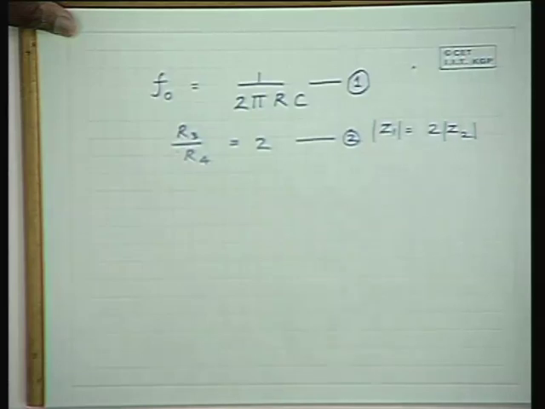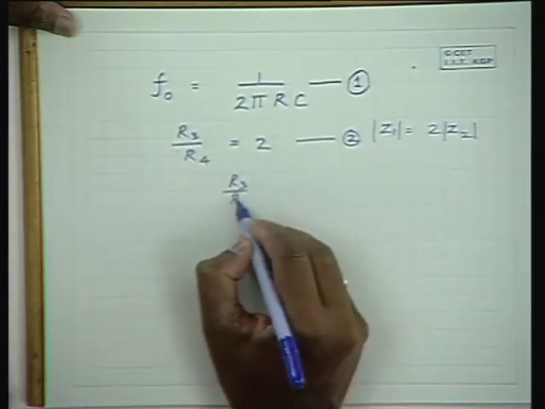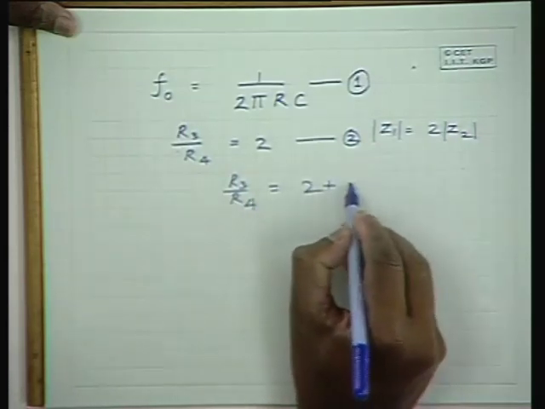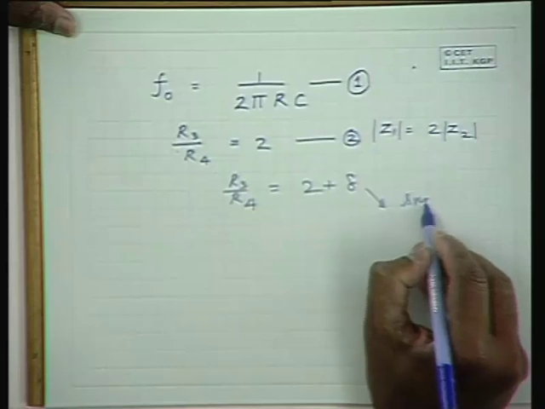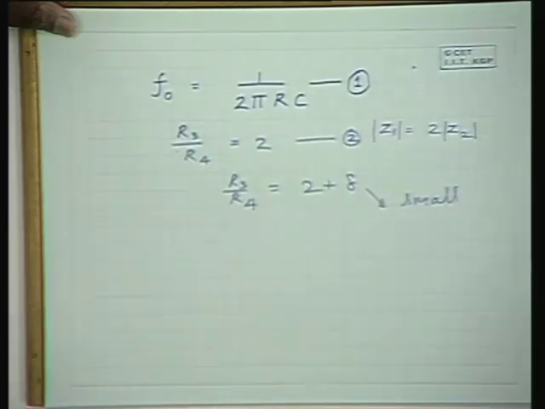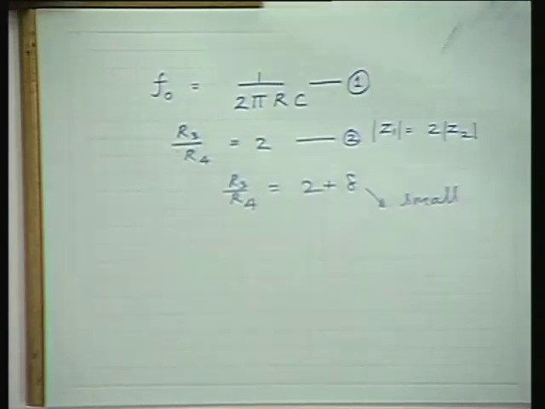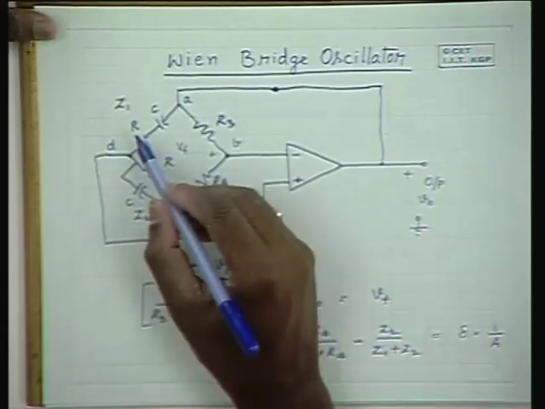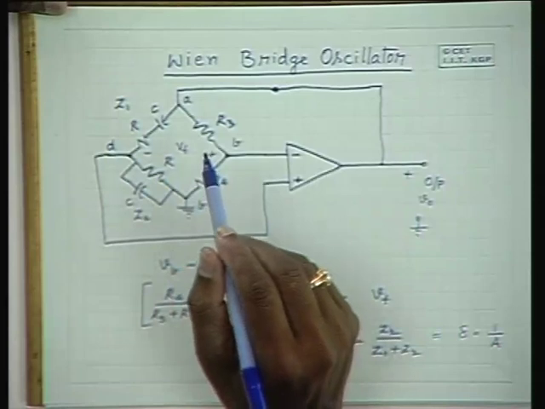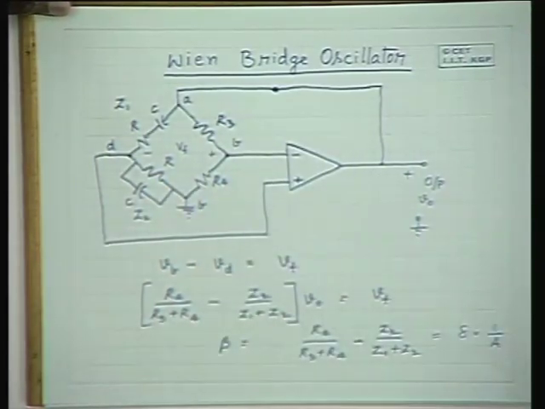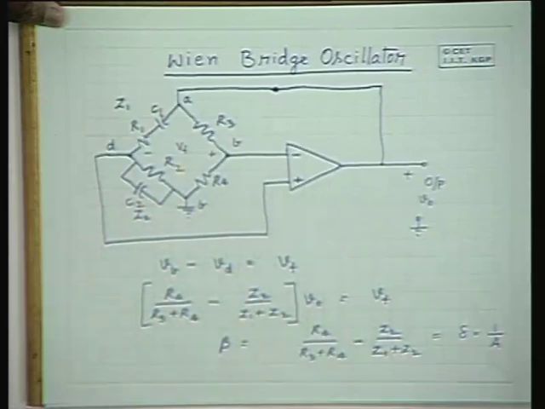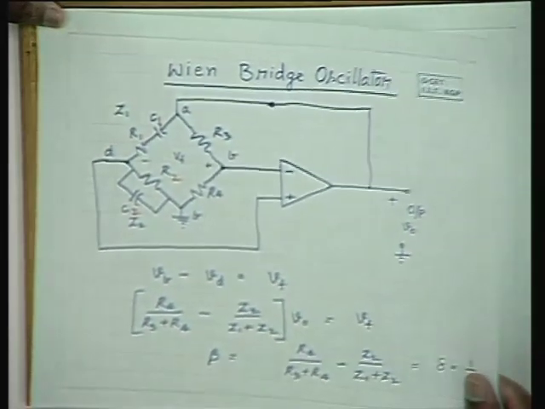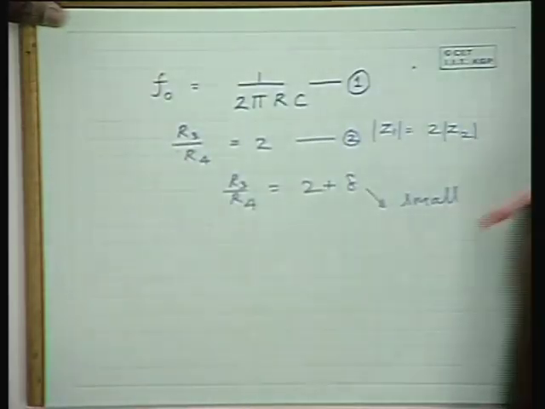And the frequency of operation is this from that. And for the oscillations to occur, R3 by R4 should be slightly greater than 2, that is, 2 plus some small delta. It is a small quantity. Now the question is, is it necessary that this R, C and this R and C are equal? It is not necessary that these R's and C's be equal. You can use R1 C1 here and you can use R2 C2 here, in which case the expression for the frequency of operation would be like this.